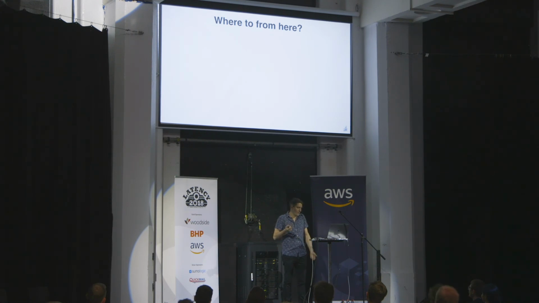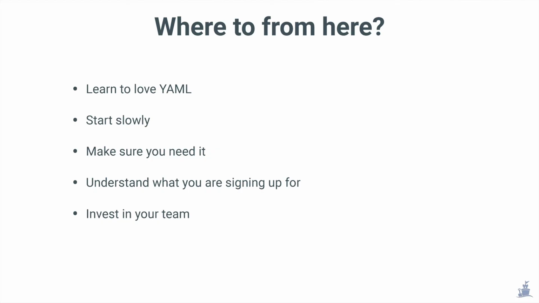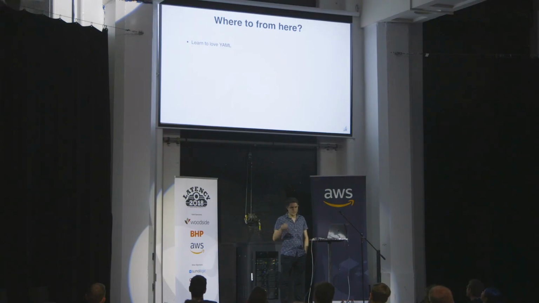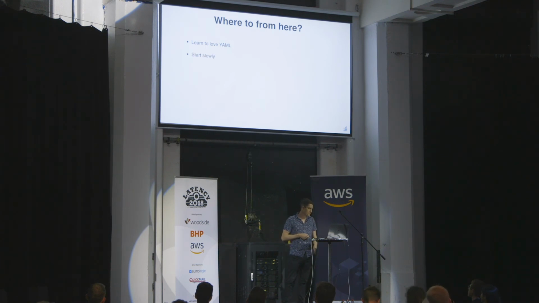So where do you go from here? Obviously there's probably a lot that I've discussed there. I think the first thing is if you're going to go down this path, you've got to learn to love YAML. You start with Kubernetes, you learn to love YAML there, and it only gets worse from there. You will end up being a YAML engineer. I think if you're going to go down this path, you're going to utilize something like this, you need to start slowly.